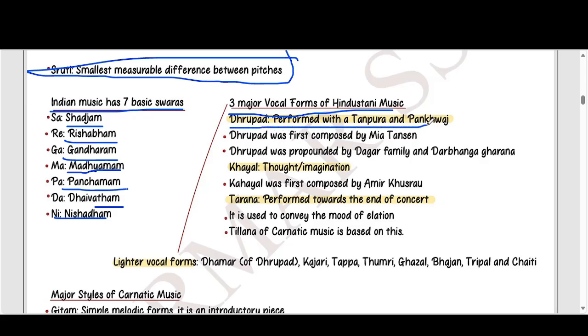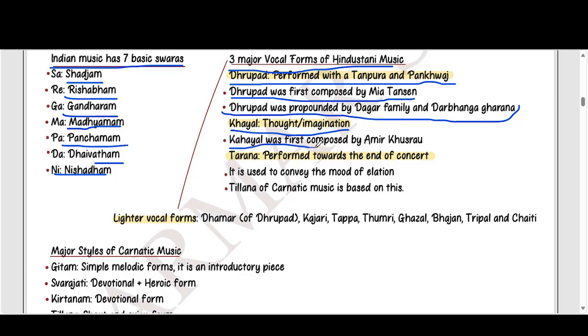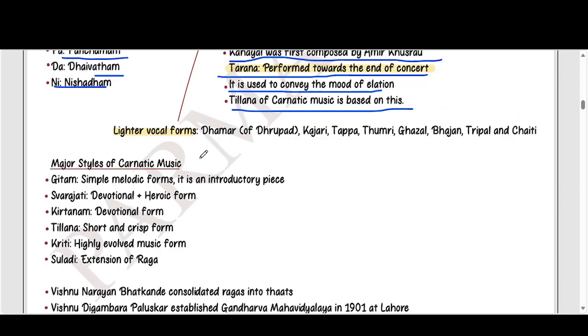Dhrupad is performed with a tanpura and pakhawaj. Dhrupad was first composed by Mian Tansen. Dhrupad was pronounced by the Dagar family, and the Bettiah and Darbhanga gharanas. Khyal means thought or imagination. Khyal was first composed by Amir Khusro. Tarana is performed toward the end of a concert. It is used to convey the mood of elevation. The Tillana of Carnatic music is based on this. Later it was derived from Dhamar Dhrupad.